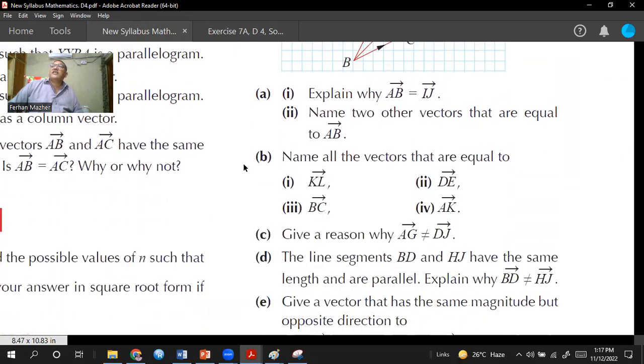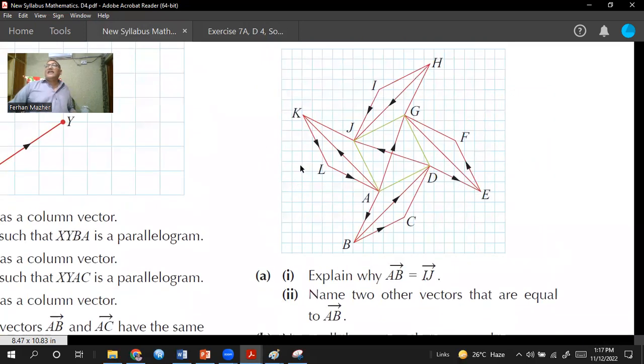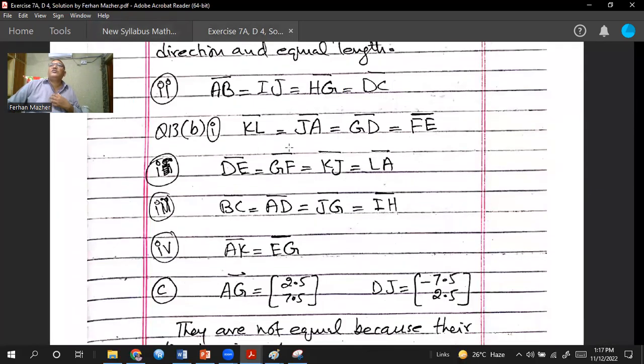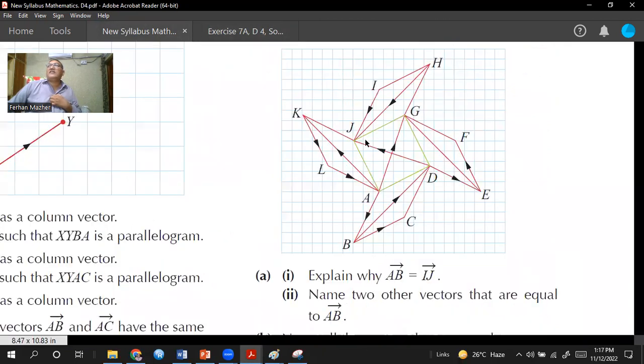Then their question is, name all the vectors that are equal to KL. Equal to KL, we will have JA, GD, FE. So they are equal to each other. So let me show you. KL will be equal to JA, GD, and FE.